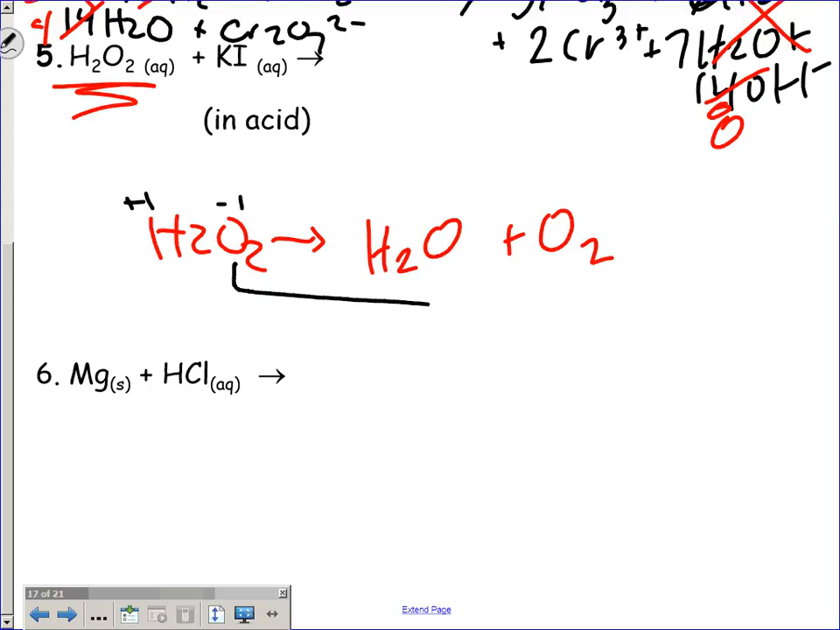Oxygen here goes to the O here, which has an oxidation state of what? -2. What's happening here? It's getting electrons, so it's reduced, right? Okay, so just making sure you can at least identify the one that's reduced versus the one that's oxidized.